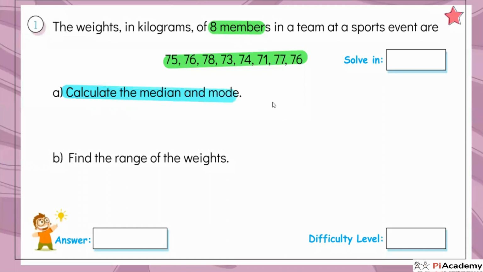Okay. So just A part is about calculating median and mode, and B part is about calculating range. So you have to figure out all the things: mode, median, and range. I am giving you 3 minutes to solve this question. Or else keep 4 minutes. No worry, 3 minutes is more than enough. So keep 3 minutes and start solving.